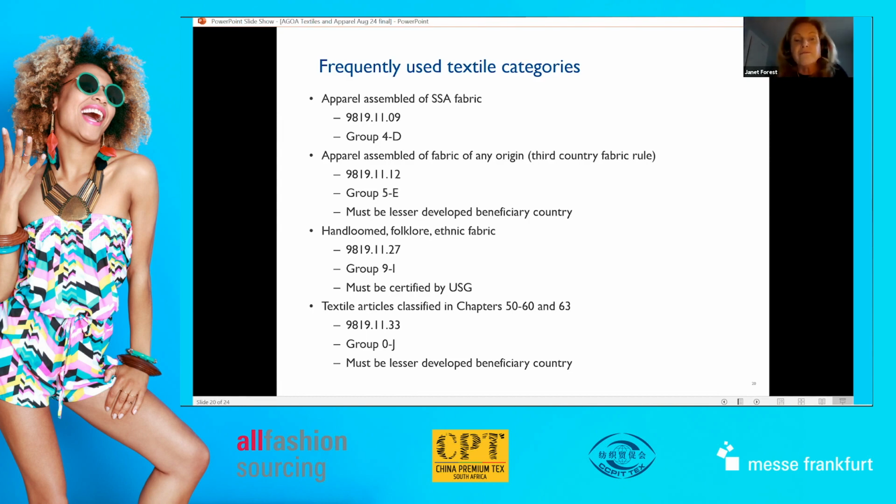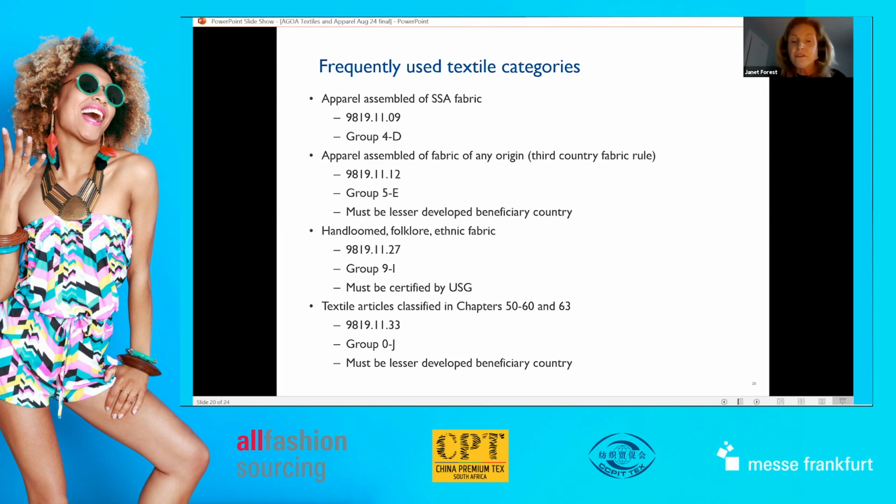Then we go to handloom, folklore, ethnic fabric. A lot of people try to use this provision, but you need to be cautious because this only applies to specific articles that have been certified by the US government.